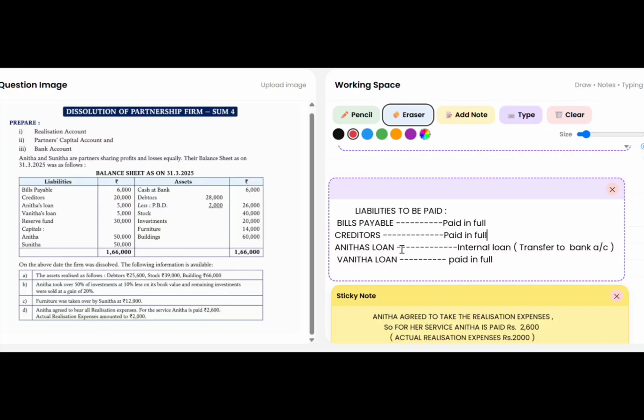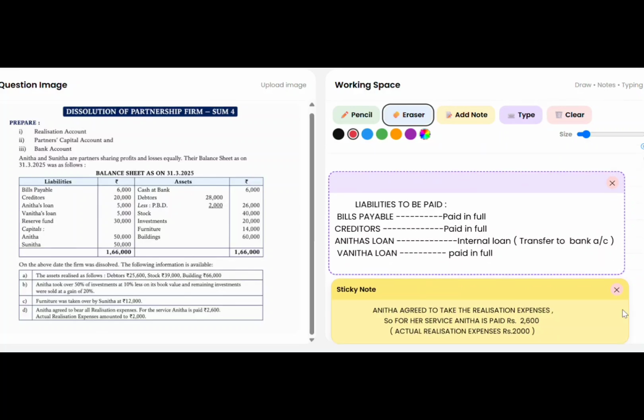Now the next liability is Anita's loan. As we know that Anita is a part of a partner, part of the firm. So Anita's loan is treated as an internal loan. Therefore, internal loan will be directly transferred to the bank account. And next is Vanitha's loan. Vanitha is not a part of a firm, so she is an external person. So this is treated as an external liability which has to be paid in full. So this is how the liabilities are to be treated as per the adjustments.